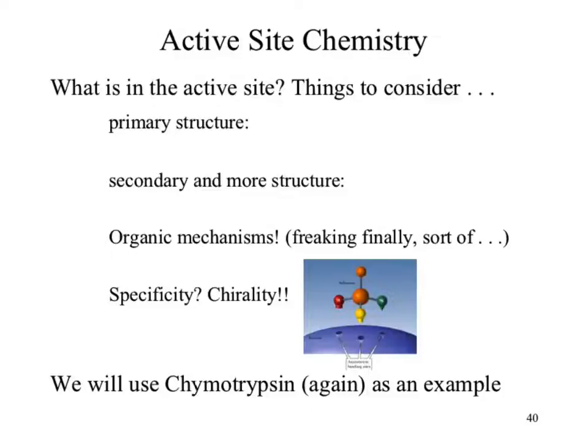Specificity. All of our, or most of our amino acids, how many of them are chiral? How many amino acids are chiral? 19. What's the not? Glycine, because it has 2 hydrogens. Its R group is an H. There's no chiral atom. Which means most of our proteins, if not all of our proteins, are chiral. Which then means they react differently with other chiral species.